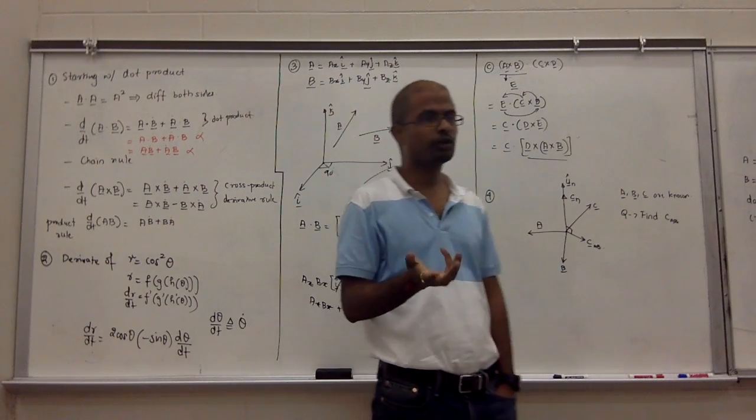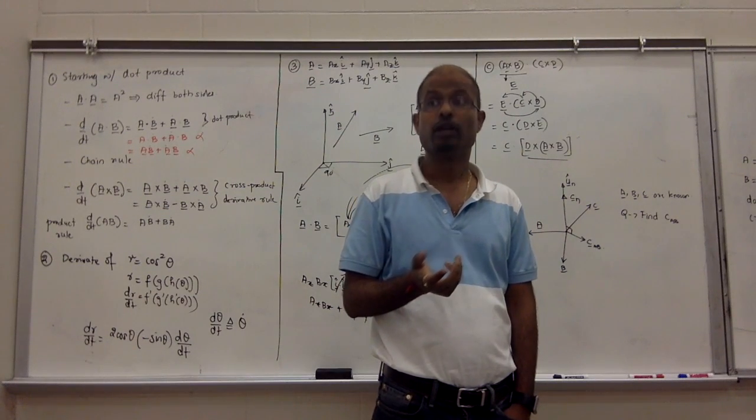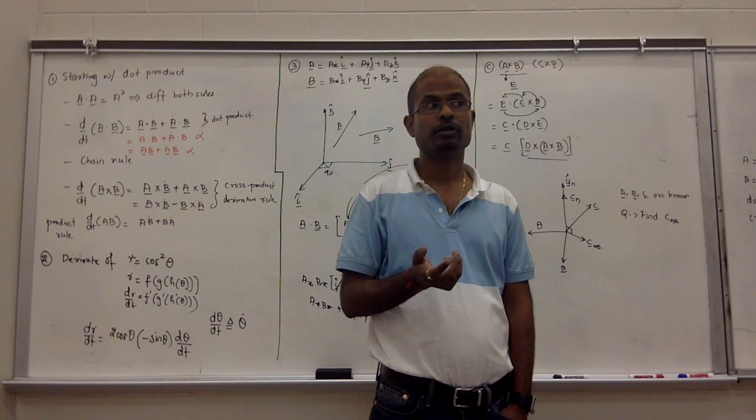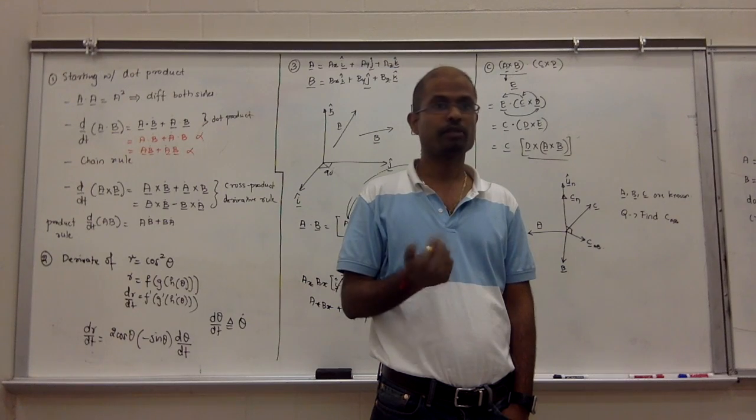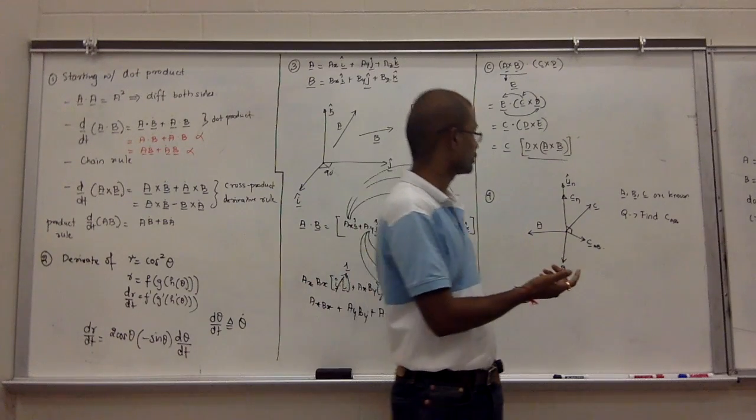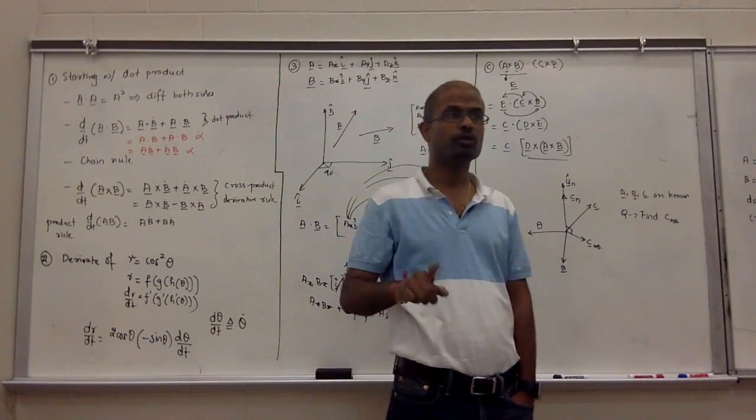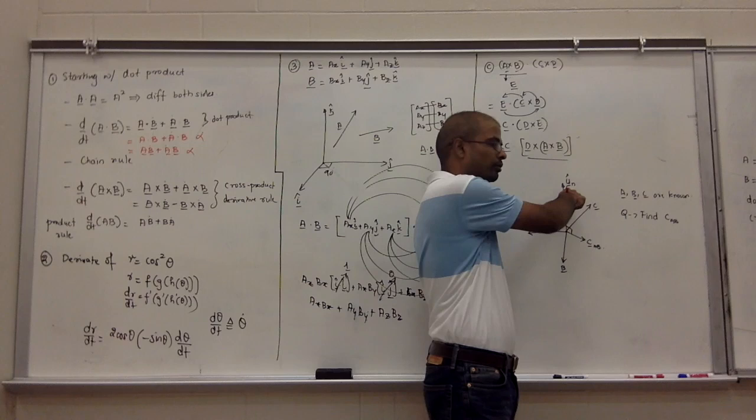How do you make a vector a unit vector? You make a unit vector by dividing it by its magnitude. Any vector, not just this one. If you divide A by its magnitude, it becomes the unit vector in the A direction. So you find U_N.